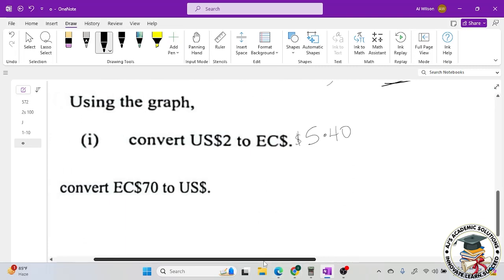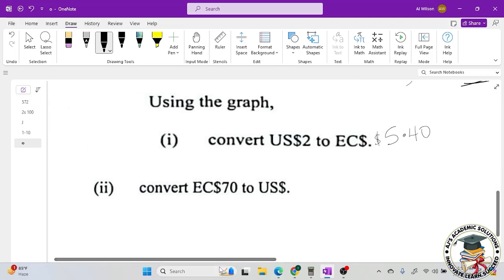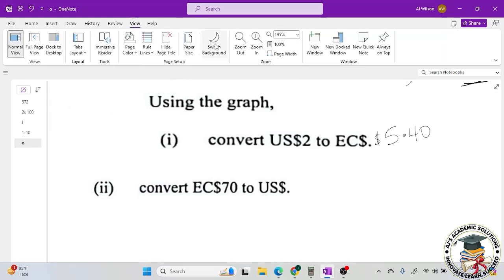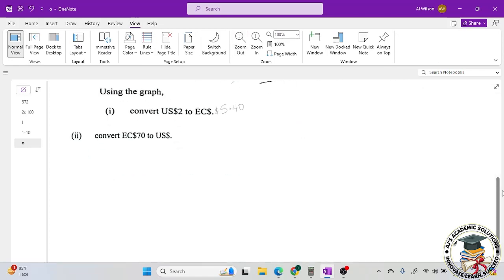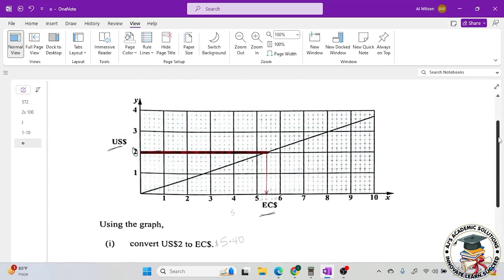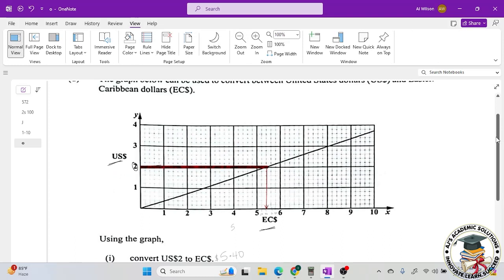Good. So what's the next part? Convert EC 70 to US. So let me just zoom out for this here. All right, so we have a little bit of a thinking process to go through here now. Notice we don't have 70, but we do have 7. So in working this question, we can work out what $7 is, and then we'll have to times it by 10, because 7 times 10 is 70.